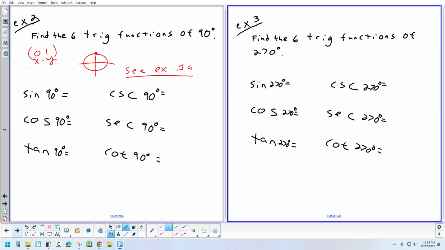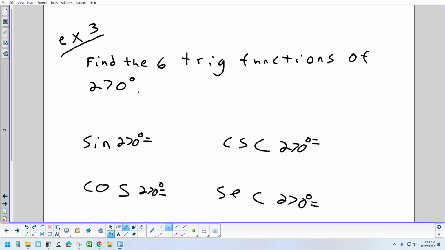All right, let's try the 6 trig functions of 270. We haven't done this one yet. If you're not sure what 270 is, visualize the circle. Where's 270 on the circle? It's at the bottom, and when you're at the bottom, it's 0, -1.